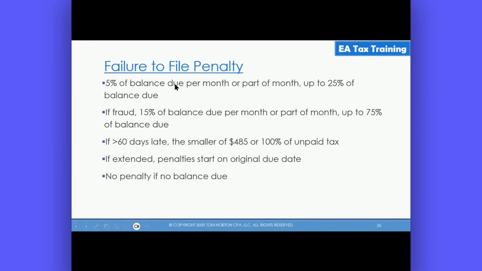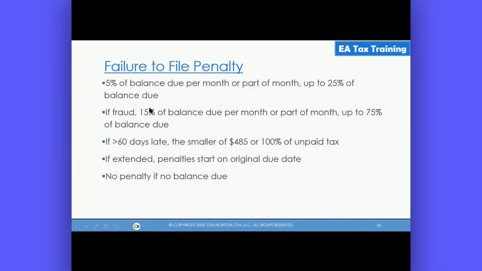So if you are late filing by 4 months and 1 day, that is going to be treated as 5 months. So you're going to have to pay 5% for each month up to that maximum of 25%. So let's say your amount due was $1,000. 5% of that, if my math is right, is $50. And so you would owe $50 per month for 5 months. That's $250, which of course is 25% of the $1,000. And so you would owe $250 for your penalty for failure to file.